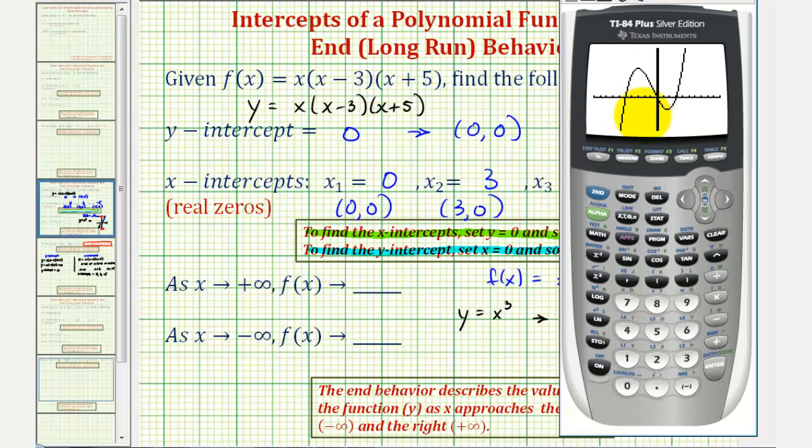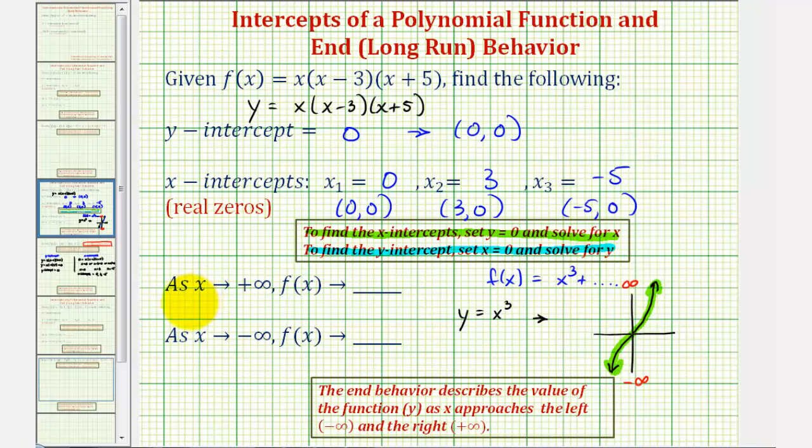So this graph does verify our end behavior. As x approaches positive infinity, f of x approaches positive infinity, and as x approaches negative infinity, f of x approaches negative infinity.